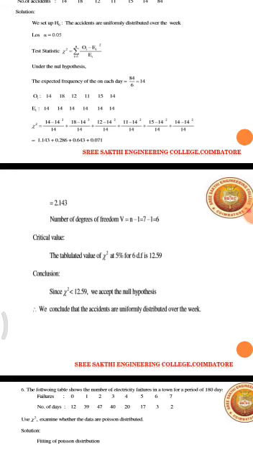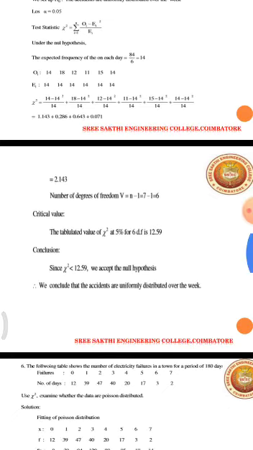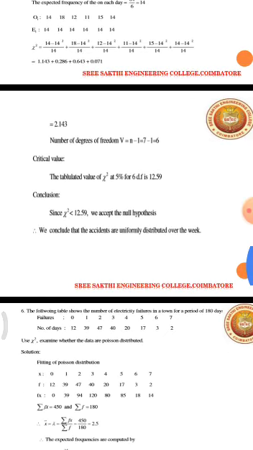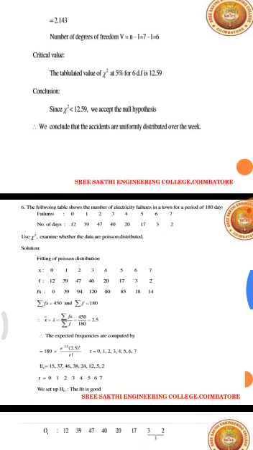Since the chi-square calculated value, 2.143, compared with the table value, 12.59, is lesser than the table value, we accept the null hypothesis. So we conclude that the accidents are uniformly distributed over the week. That is a weekly problem.